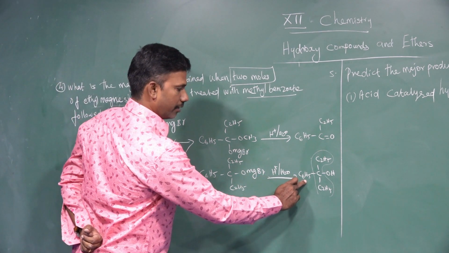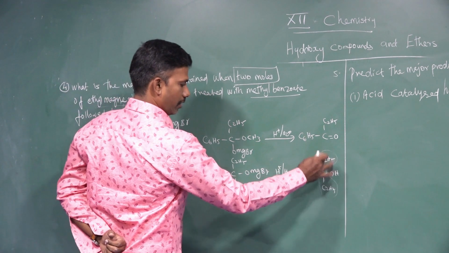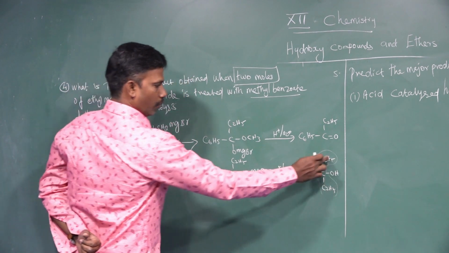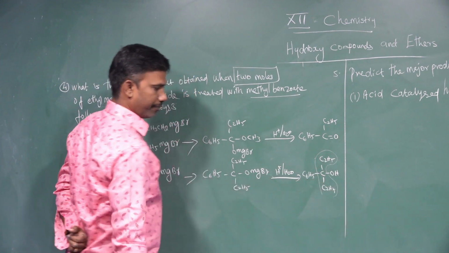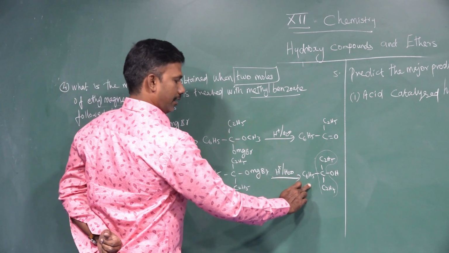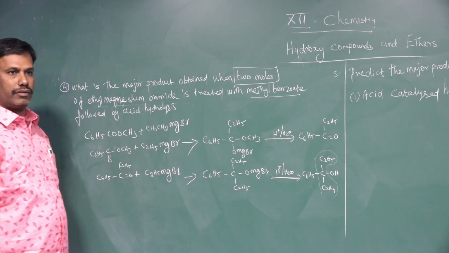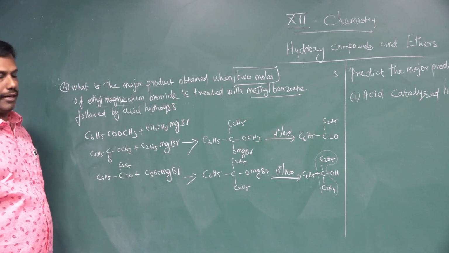So on the third carbon you are getting the phenyl group, and OH is there, totally 5 carbons. Okay, 1, 2, 3, 4, 5. Pentanol. Okay, pentanol. 3-phenyl pentane-3-ol, or 3-pentanol. 3-phenyl-3-pentanol, that is the name.